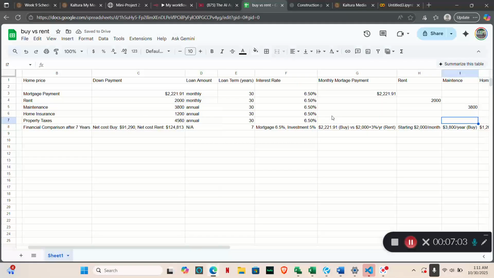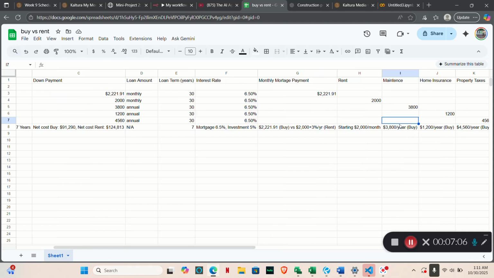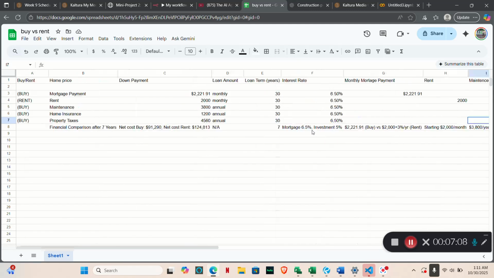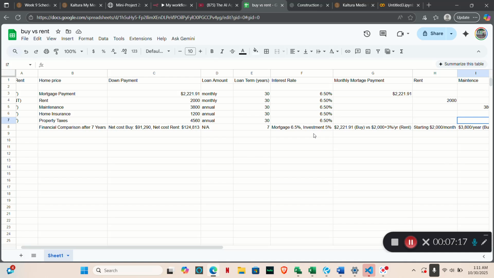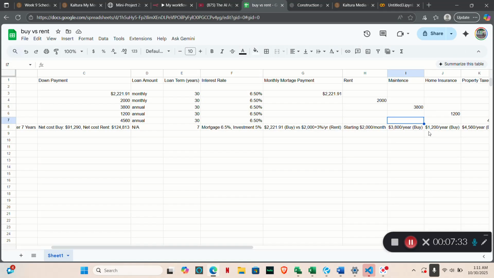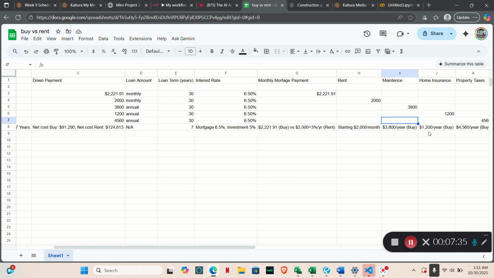So for the buy, it's going to be 4,500 for property taxes, of course. Mortgage was about 6.5% interest rate. Investment is going to be 5%. So that's going to leave us at $2,221.91 for a buy versus $2,000 plus 3% for each year for the rent. So starting at $2,000, and then $3,800 for maintenance, of course.